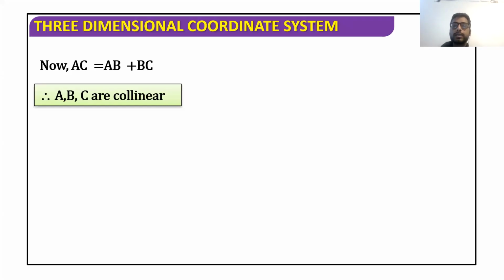As I said, question can also be asked in this way, that find the area of this triangle. If A, B, and C are sides or points of this triangle, then as A, B, and C are collinear, area of that triangle would be equal to 0.